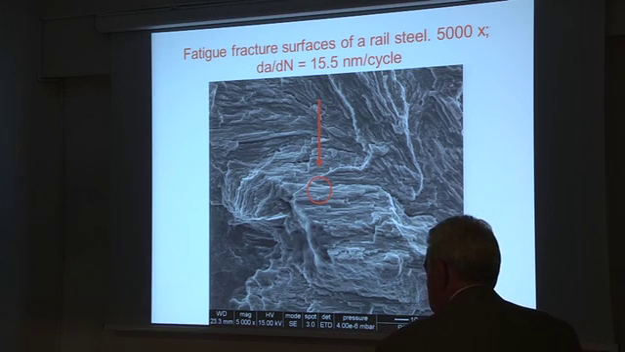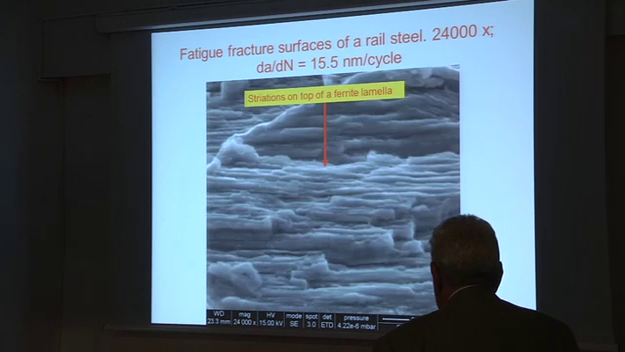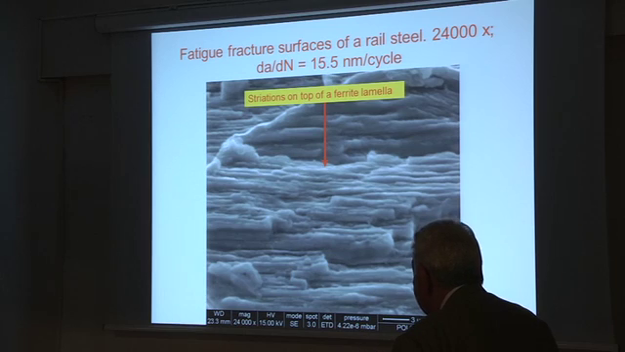We go to 5,000. Then we go to almost 25,000, and we see striations only on the top of each ferrite lamella.